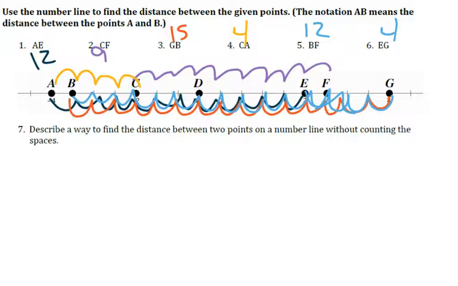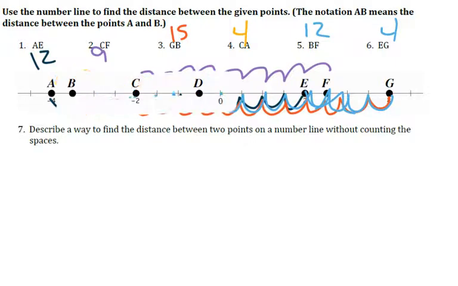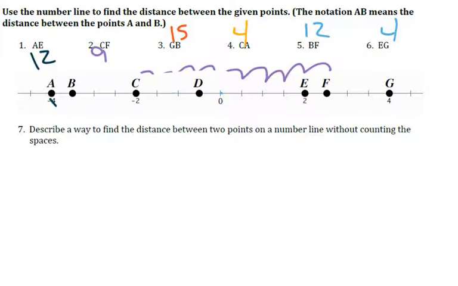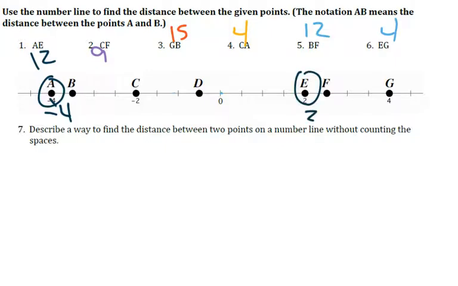It says, describe a way to find the distance between 2 points on a number line without counting spaces, like we just did. Okay, well, we could take their numbers and subtract them, right? So for AE, A is -4, E is 2.